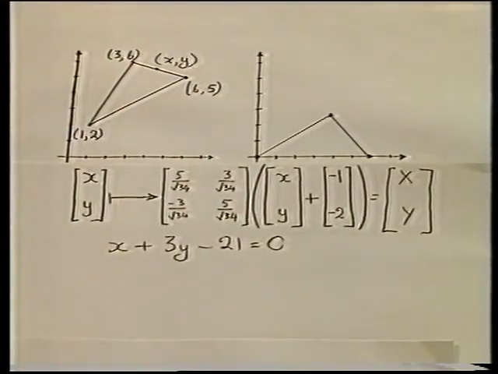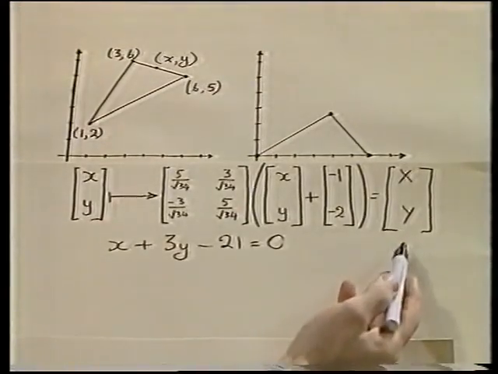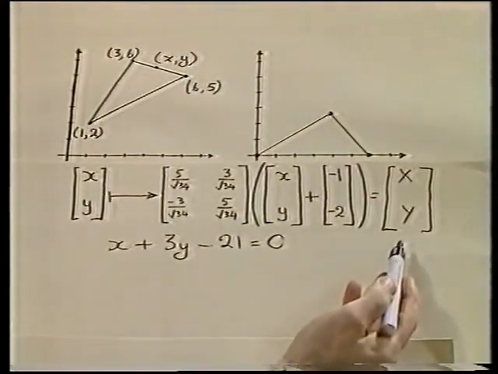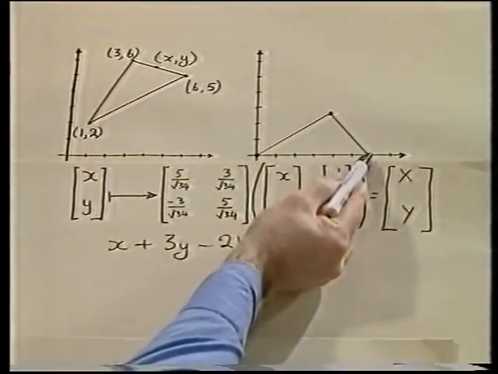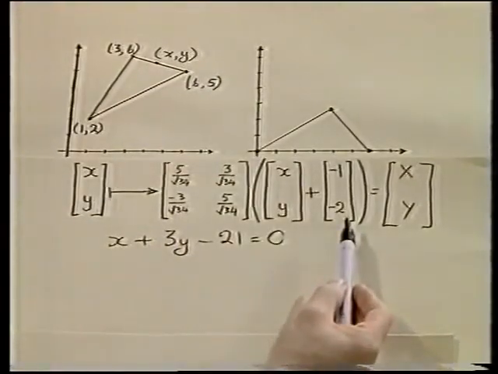Now what am I after? Well, I'd like to show that capital X and capital Y are the coordinates of a point on this line. So the first thing to do is to show that they're the coordinates of a point on a line. In other words, that capital X and capital Y satisfy an equation of the right sort to represent a straight line. Now how can I do that? Well, I shall have to bring in the transformation.